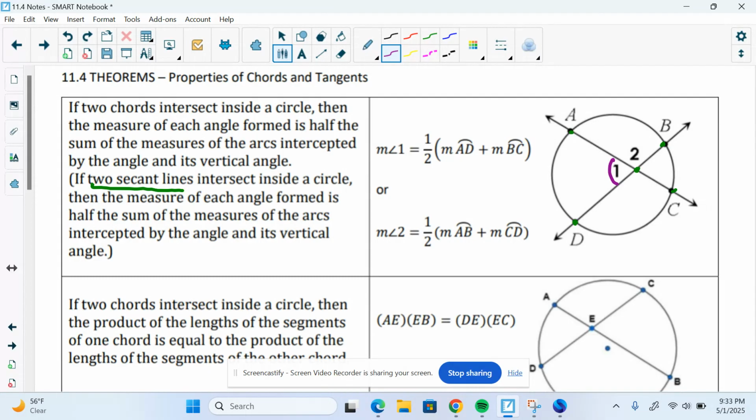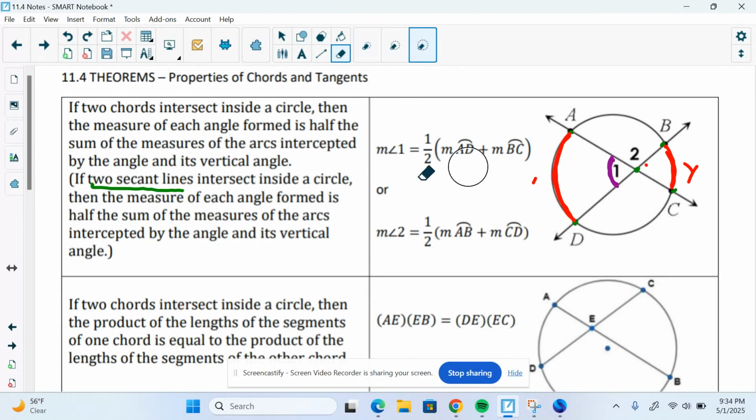Now, what my theorem says is, if I want to find the measure of angle 1, let's analyze this. It says take arc AD, which is this arc right here. Take the degree measure of that arc, add the degree measure of this arc that's created by the vertical angle for angle 1. Let me call that sum x and y. If I take x and y and divide by 2, I have the measure of angle 1. Okay?